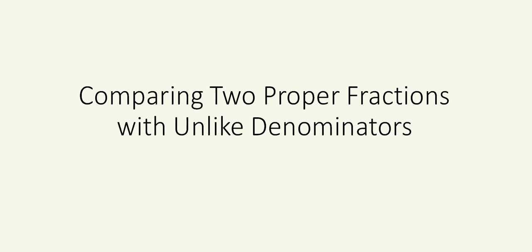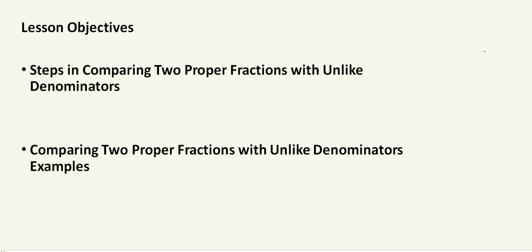Okay, let us look at how we can compare two proper fractions with unlike denominators. I'm going to expose you to a different method that only works when you have two proper fractions being compared. So we're going to look at the steps that we follow and the method, and then we're going to apply that method to solve some examples together.